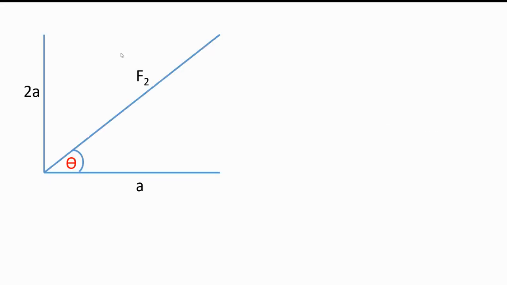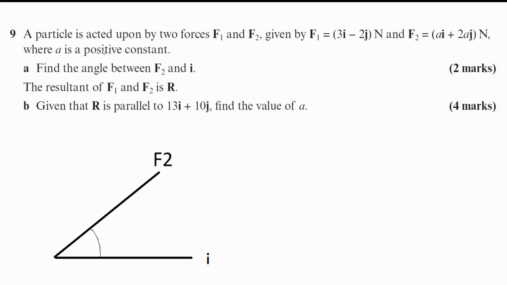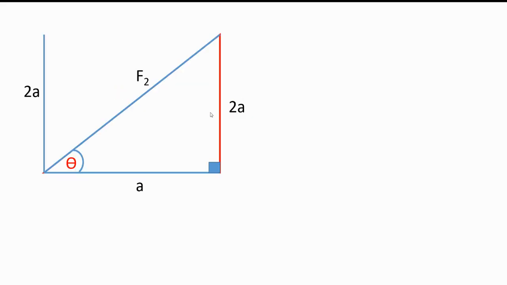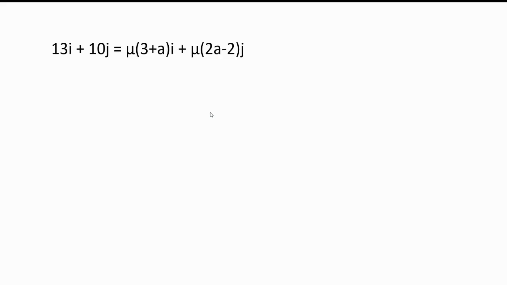And then part B. Let's just have a look at the words again for part B. It says the resultant of F1 and F2 is R. Given that R is parallel to 13I plus 10J, find the value of A. So it's parallel. Because it's parallel, that means that this is going to be some multiple of this. Okay, it's pointing in the same direction.